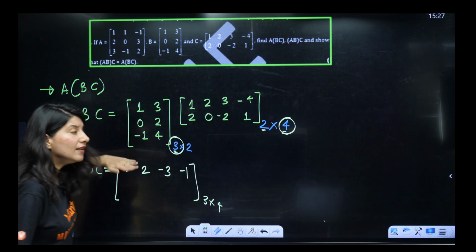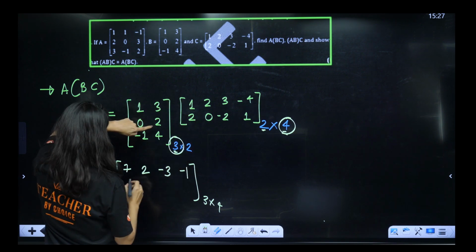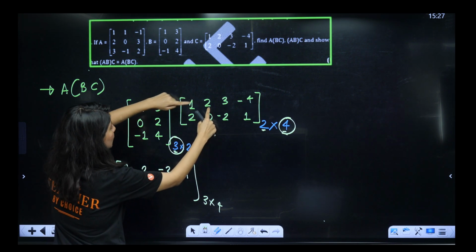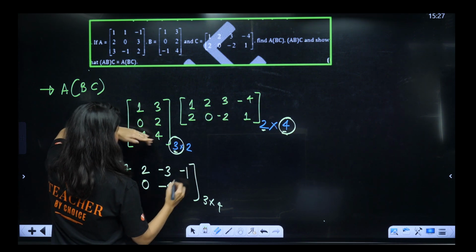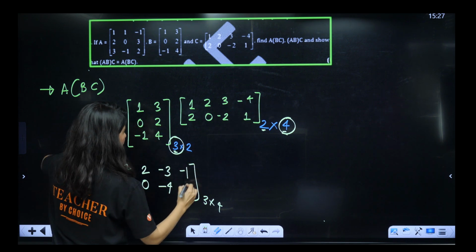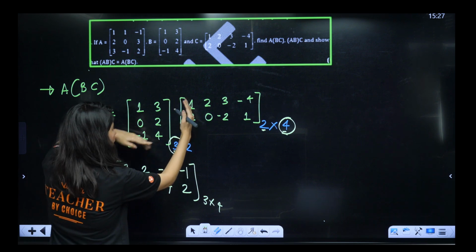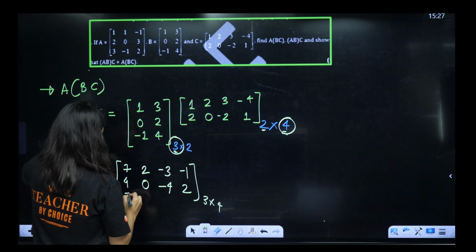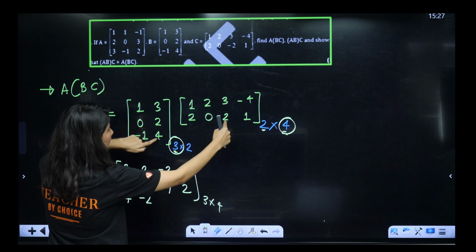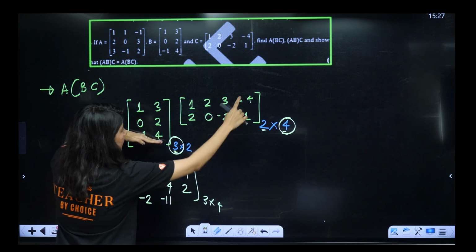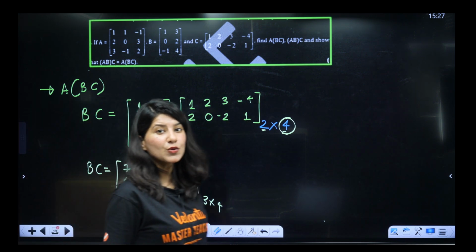Now row 1 is done. Now row 2: 0 into 1, 2 2s are 4, 0 into 2, 2 into 0, again 0. This multiplied with this gives 0 and minus 4, and this multiplied with this last gives 2. Now the last, row 3, column 1: minus 1 plus 8, 7. This is minus 2, and this is minus 3 and minus 8, minus 11, and this is finally 4 plus 4, 8. This is your BC. That's how you calculate BC.